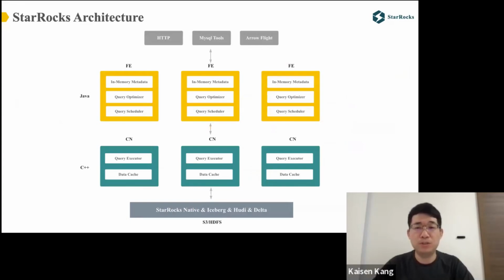This diagram illustrates the overall architecture of StarRocks, which includes 2 components, front-end and compute node. Front-end is responsible for managing in-memory metadata, query optimization, and query scheduling. It is implemented in Java. Compute node handles data cache from the data lake and query execution. It is implemented in C++.